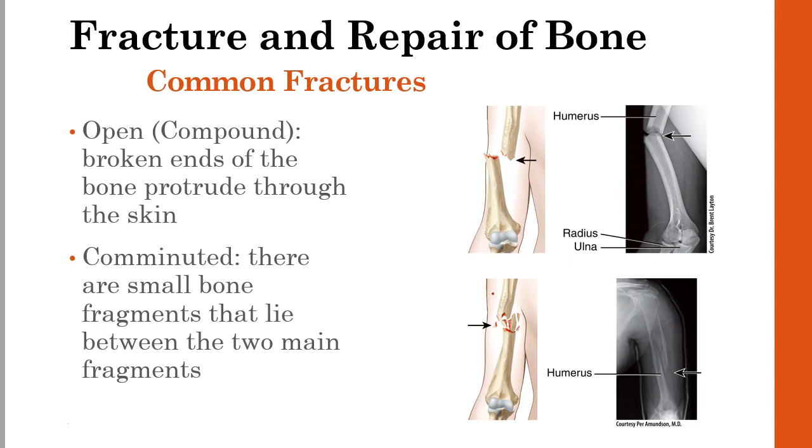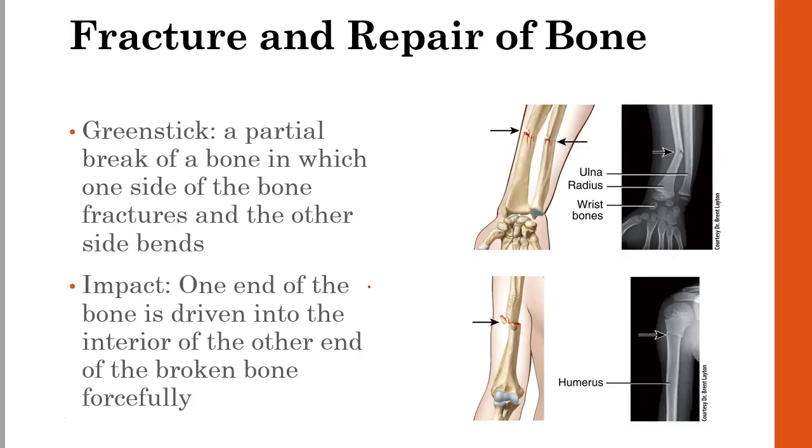Okay, so some clinical notes, some different types of fractures. An open or compound, which means the bone has broke through the skin. Comminuted, this is going to be where there are fragments of the bone. Green stick, think of taking a small stick that is still green from the tree. It's not completely dead and dried out. When you go to bend it, it might only break halfway through. We see this a lot in children.